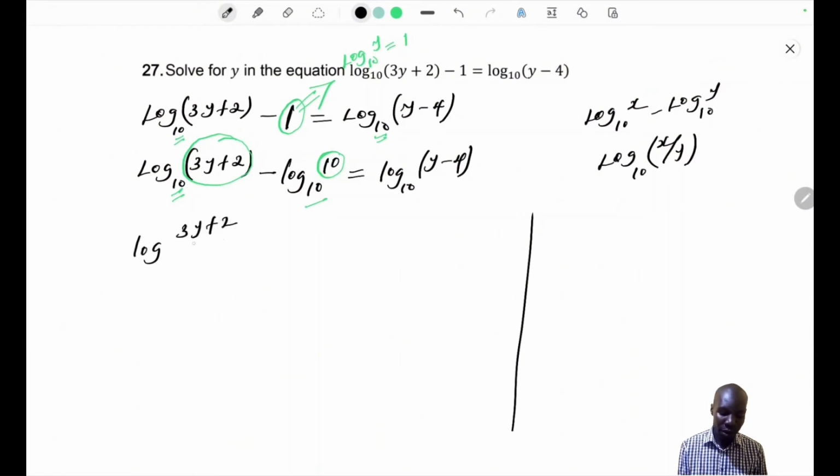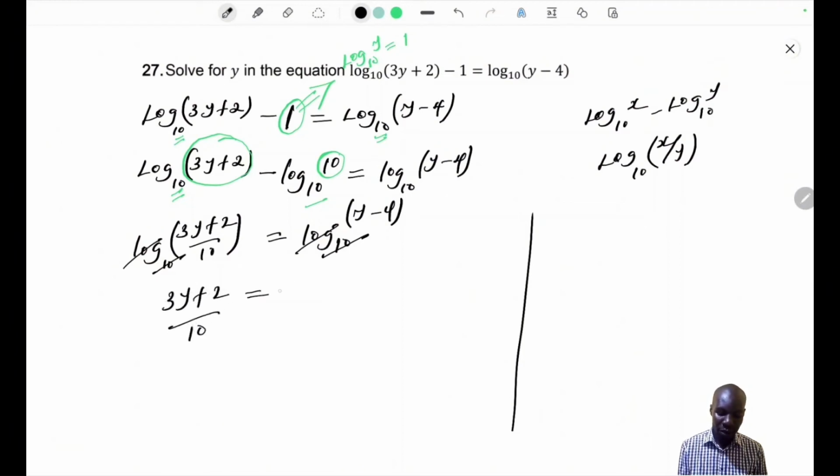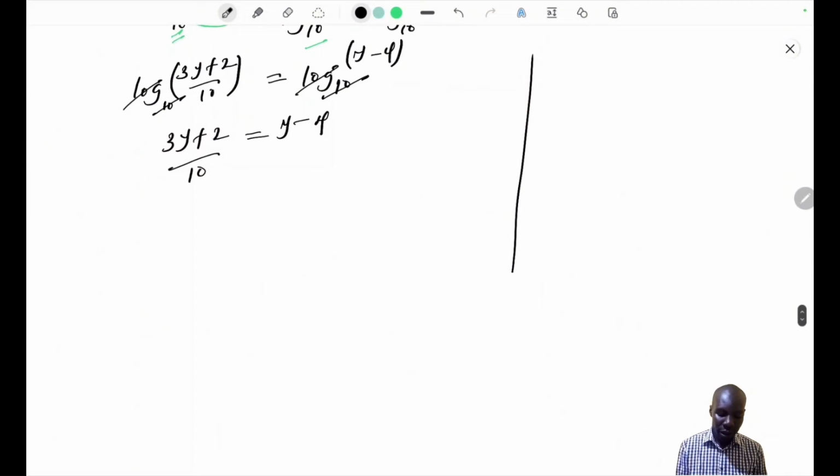So in our case, we have log of 3y plus 2 to base 10 minus log of 10 to base 10. This is equivalent to log of 3y plus 2 over 10, everything to base 10, equals log of y minus 4, everything to base 10. So log cancels with log, the base cancels with the base. So we'll have 3y plus 2 over 10 equals y minus 4. Then you cross multiply: 3y plus 2 equals 10 in bracket y minus 4. That gives me 3y plus 2 equals 10y minus 40.